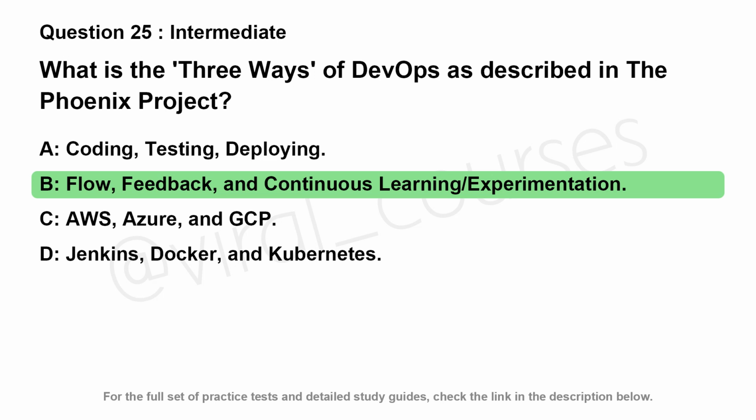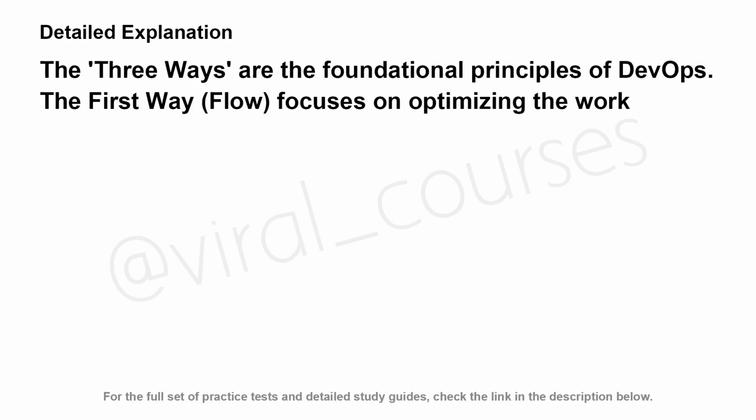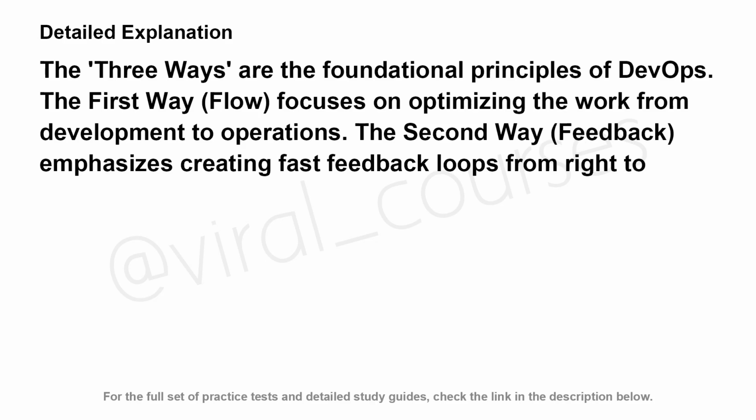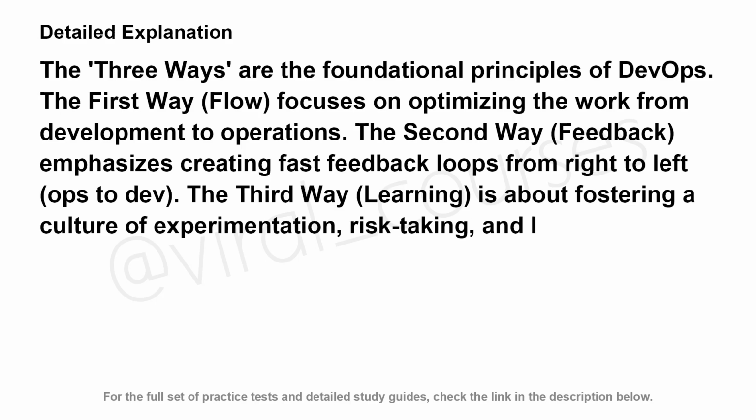The correct answer is B. The 3 ways are the foundational principles of DevOps. The first way, flow, focuses on optimizing the work from development to operations. The second way, feedback, emphasizes creating fast feedback loops from right to left, ops to dev. The third way, learning, is about fostering a culture of experimentation, risk-taking, and learning from failure.